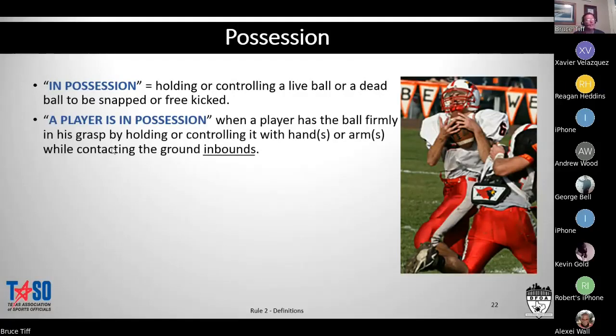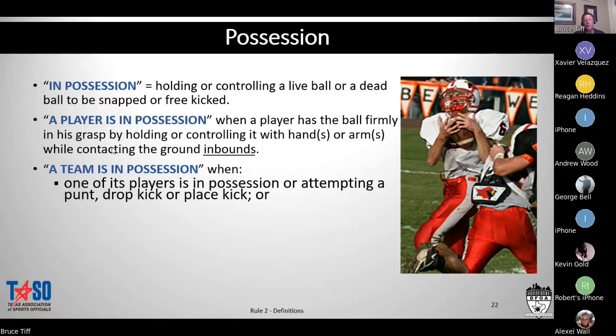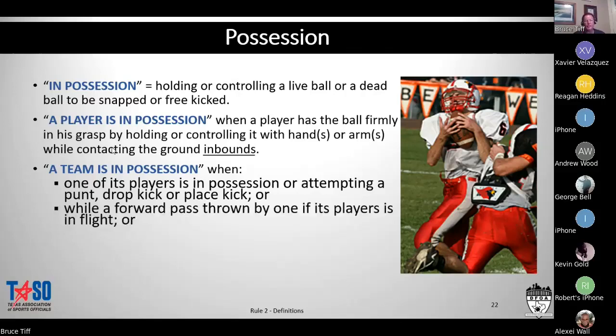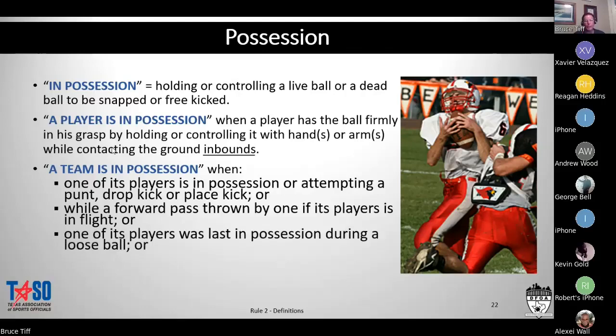I just want to point out, it says with the hands or arms. It does not say legs. And a team is in possession when one of its players is in possession or attempting a punt, drop kick, or a place kick, or while a forward pass thrown by one of its players is in flight, or one of its players was last in possession during a loose ball.